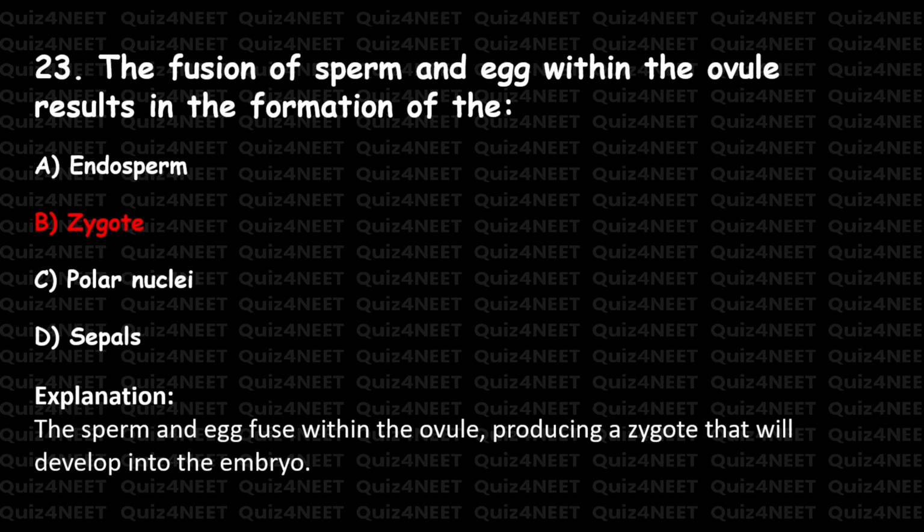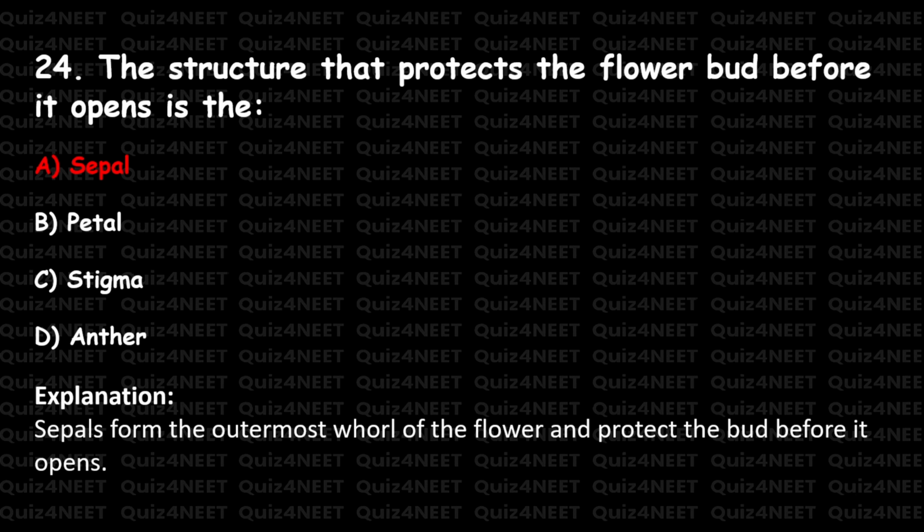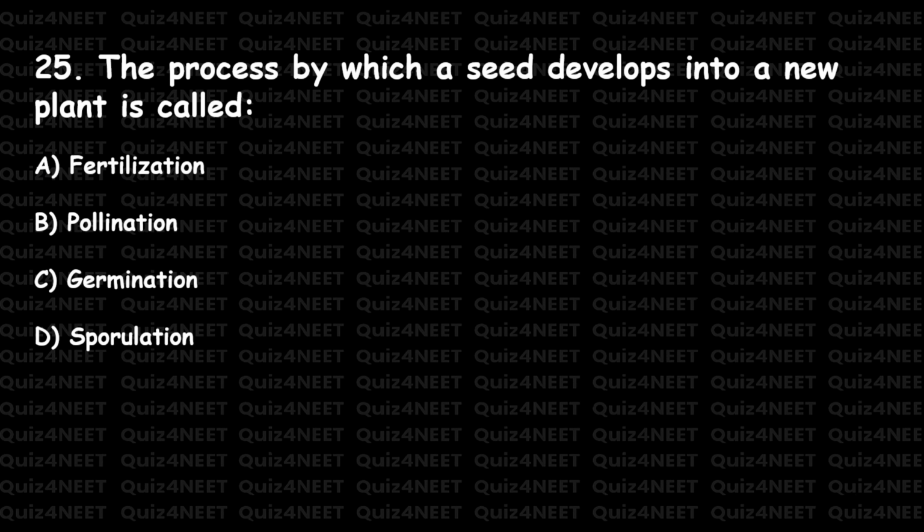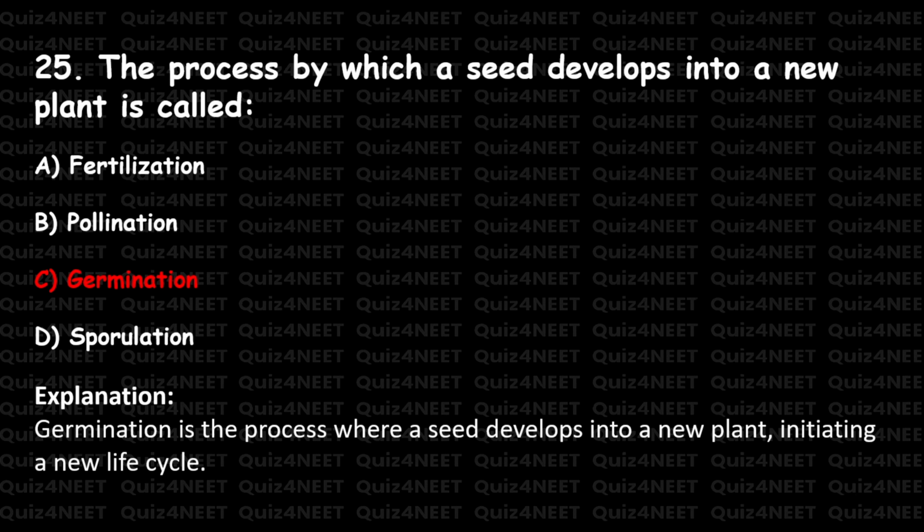The structure that protects the flower bud before it opens is the A. sepal, B. petal, C. stigma, D. anther. A. sepal. Explanation. Sepals form the outermost whorl of the flower and protect the bud before it opens. 25. The process by which a seed develops into a new plant is called A. Fertilization, B. Pollination, C. Germination, D. Sporulation. Right answer, C. Germination. Germination is the process where a seed develops into a new plant, initiating a new life cycle.